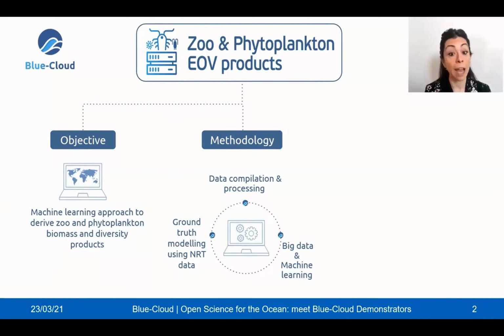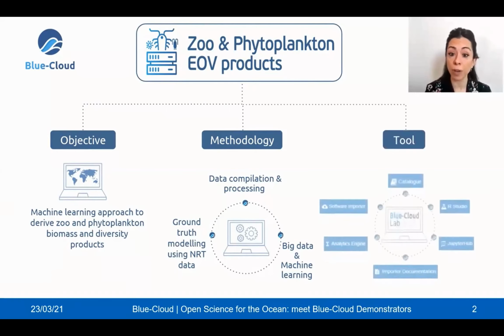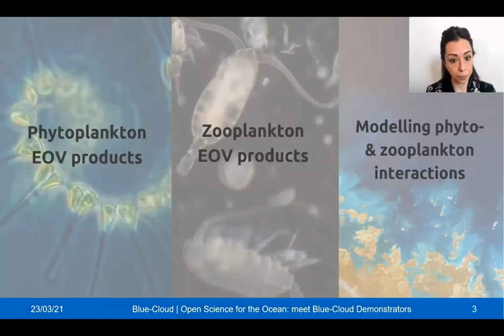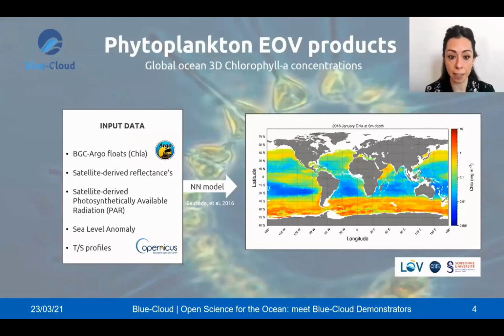The data, methods, and results obtained from the demonstrator are implemented in a Blue Cloud virtual lab, providing users the opportunity to explore the methodologies and data used in these products thanks to the different components like RStudio or Jupyter Hub in the VLab that is being implemented in the D4Science platform. The demonstrator consists of 3 parts that I will present separately in the next slides.